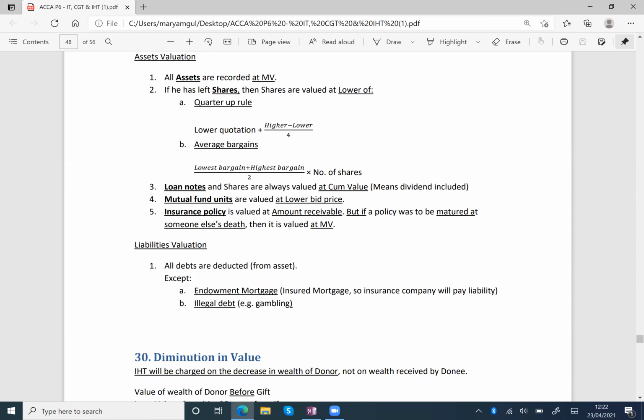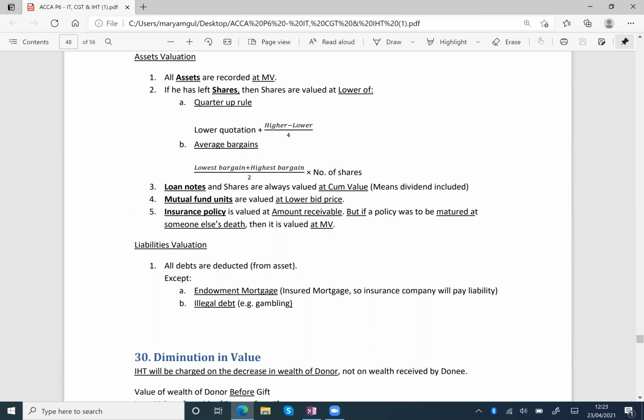Third, if the deceased person has some loan notes or shares, then loan notes and shares are always valued at cum value. Cum means, one is ex value and one is cum value. Ex means excluded, dividends are excluded, but you will add cum value in the death estate. It means you have to add the dividend and then put the cum value in the death estate proforma. Fourth point, mutual fund units are valued at lower bid price. The lower bid price will be given in the exam, just put it in the death estate proforma.